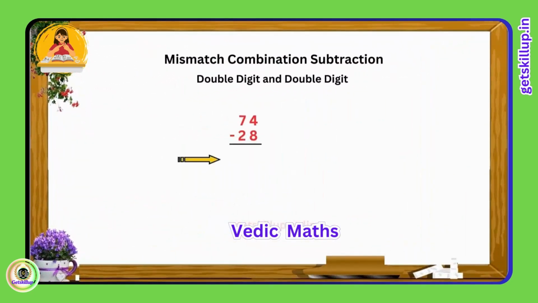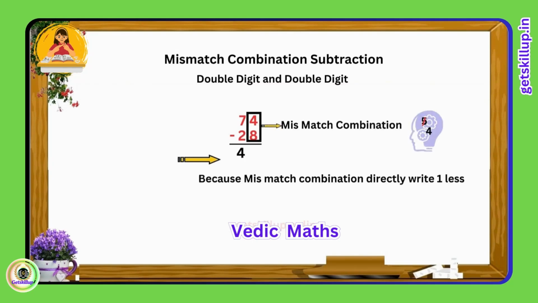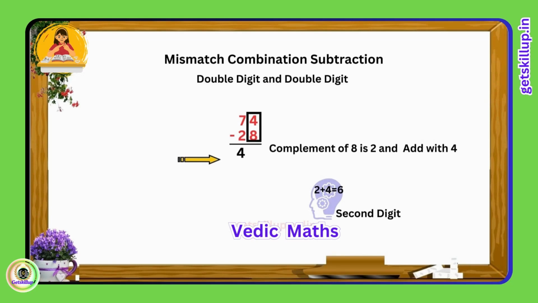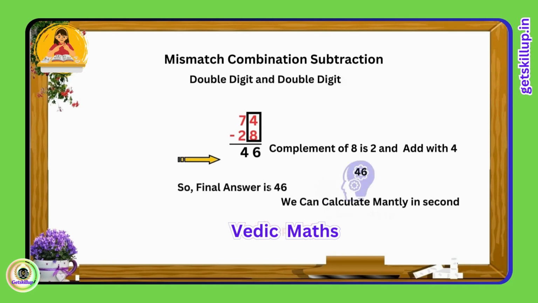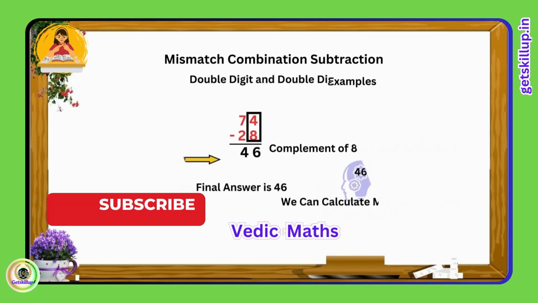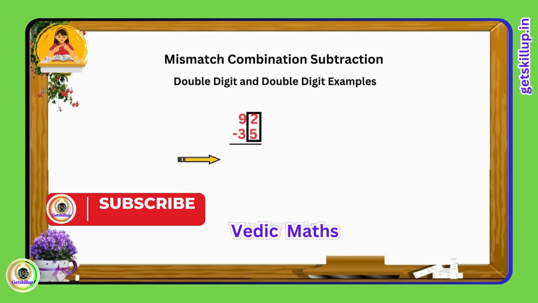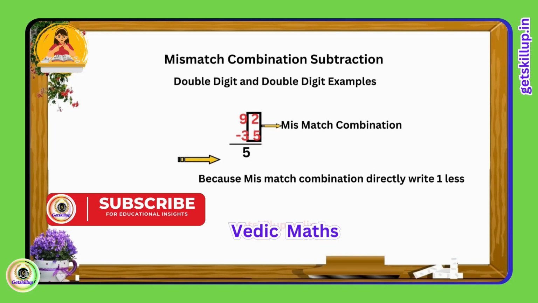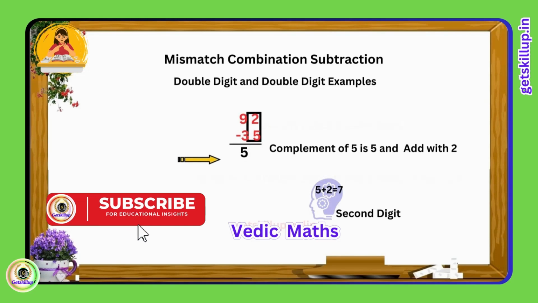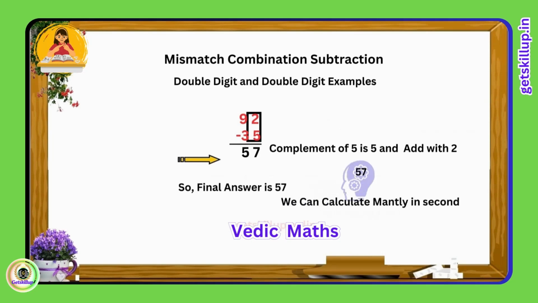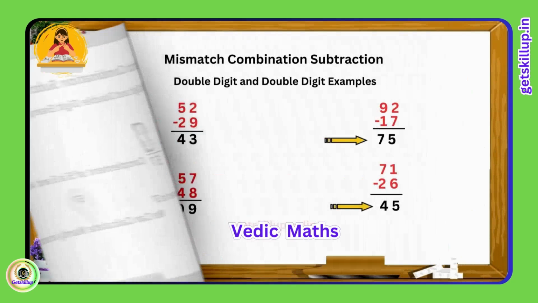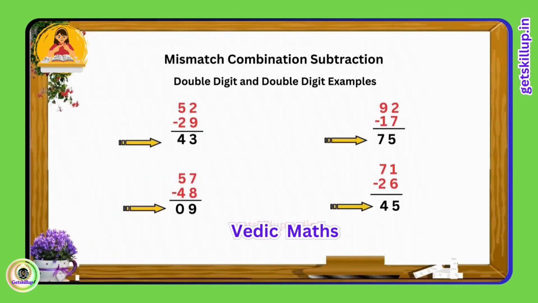In the example of 74 minus 28, again, directly we write 4 because the next pair is a mismatch combination. Then we add the complement of 8, which is 2, to the top number 4, then the answer is 46. In a similar way, for 92 minus 35, we write 5 because the next pair is a mismatch combination. Then, we add the complement of 5, which is 5, to the top number 2, which becomes 7. Final result is 57. Please follow some examples for better understanding.